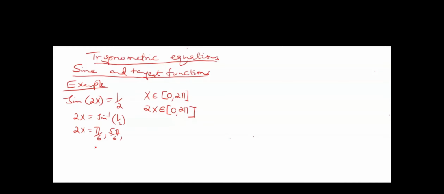We multiplied the domain by 2, so that gives us 4 pi. That means I have to add 2 pi to pi on 6, which gives me 13 pi on 6. And 5 pi on 6, add 2 pi to it, gives us 17 pi on 6. That's it. Now the next thing we need to do is divide both sides by 2. So pi on 12, 5 pi on 12, 13 pi on 12, 17 pi on 12. And that finishes that example.